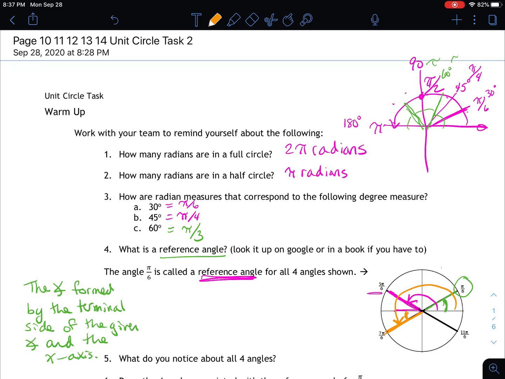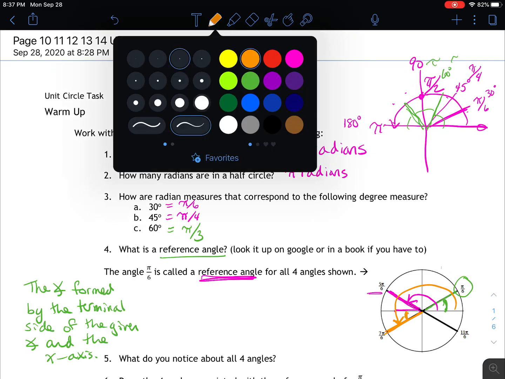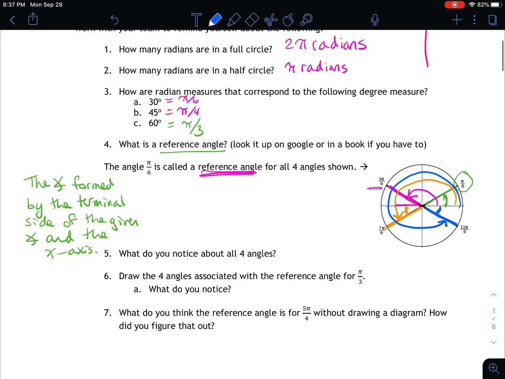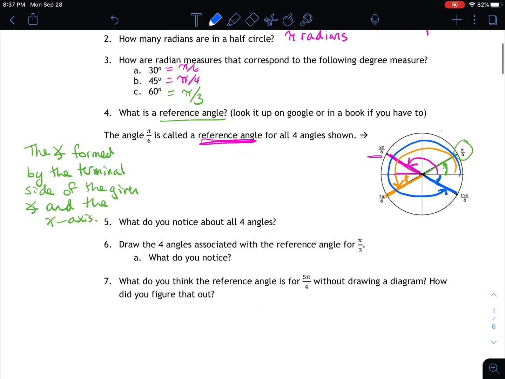And we're looking for this little angle here with the x-axis. Again, pi over 6. And then I'm sure you can't guess what's going to happen with this next one. We're going to go all the way to 11/6 pi. Here's the terminal side. Here's that little baby angle with the x-axis. It's pi over 6 again. So you should notice that all four angles are congruent. They're all pi over 6.